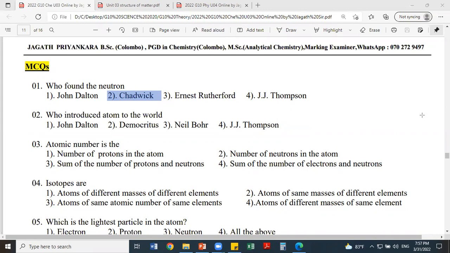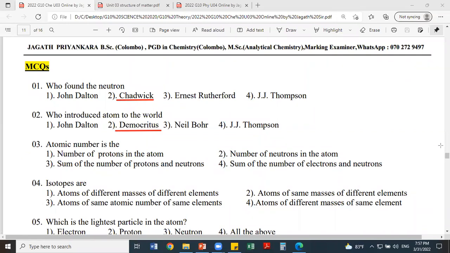Yes, Amfan? Second answer, Democritus. Very good, excellent. Answer is second, Democritus. You can search on the internet. Who introduced the term atom to the world? Answer is Democritus. He was a Greek philosopher. Atomic number is the third one.